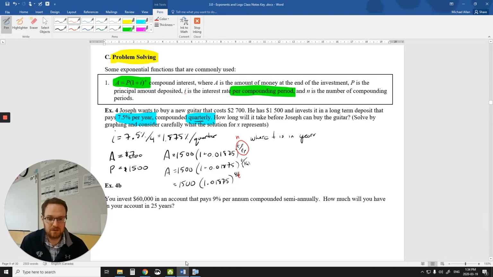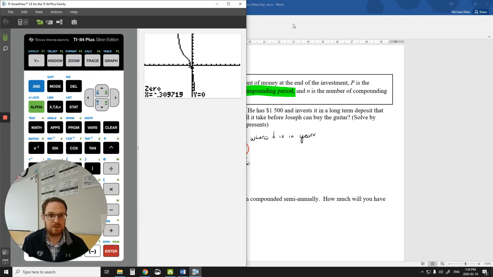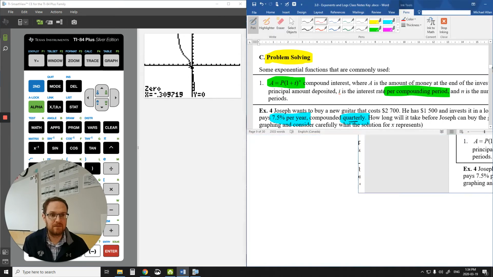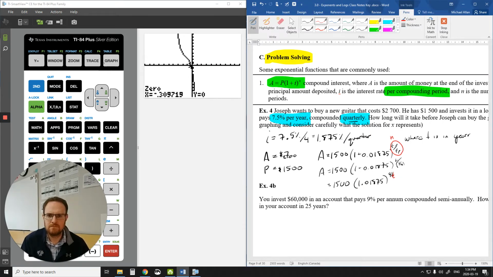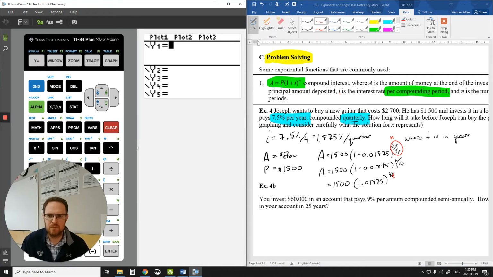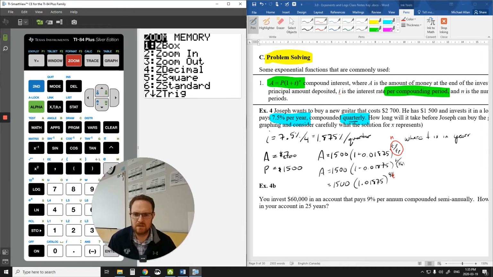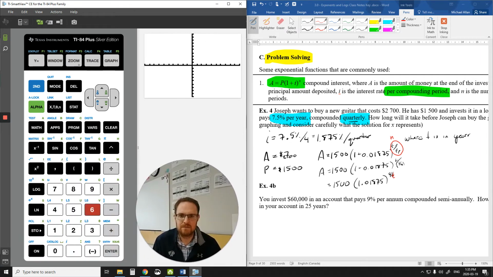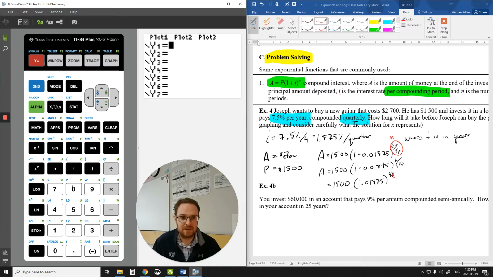All right, so we're going to go to our graphing calculator here, and we're going to solve for t. Let's just remove some stuff here and zoom to a regular zoom. Okay, so we're going to graph this. We should probably put something that's equal to here. We want to know when this ends up being $2,700, so we're going to graph the 2,700.